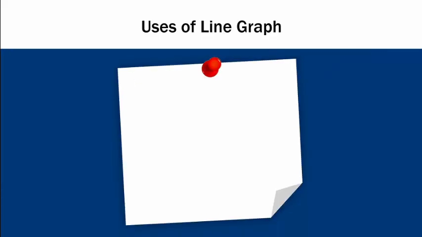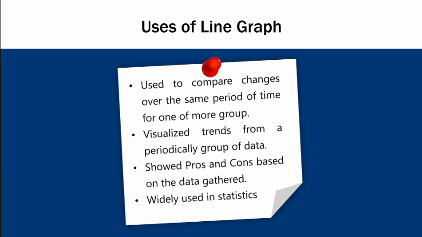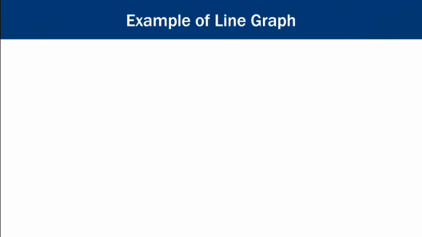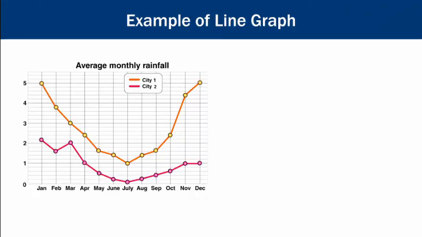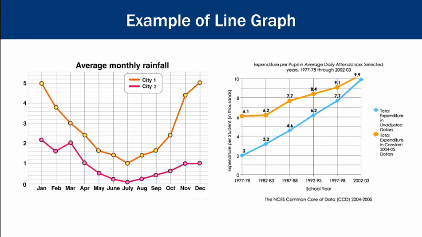What are its uses? Line graphs are used to compare changes over the same period of time for one or more groups. It visualizes trends from vertically grouped data. It shows pros and cons based on data gathered, and also, it is widely used in statistics. Common examples are average amount of rainfall per month and average daily attendance of pupils.